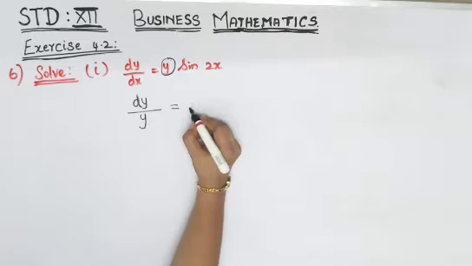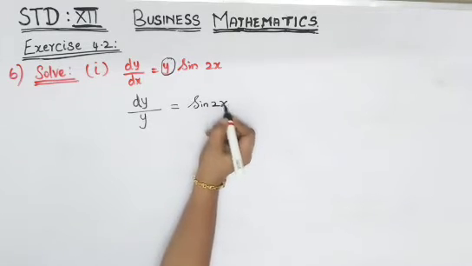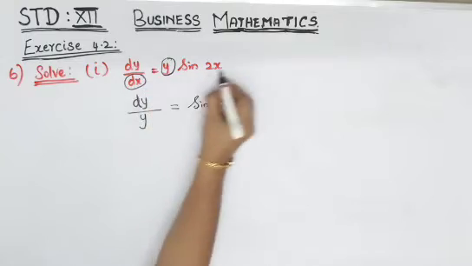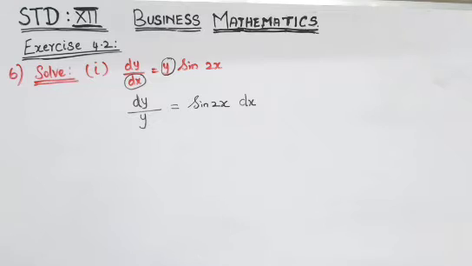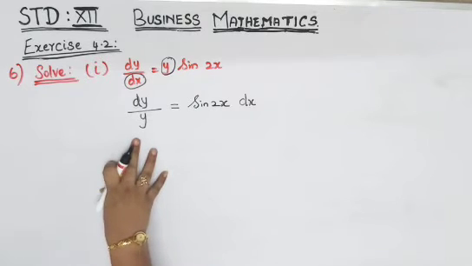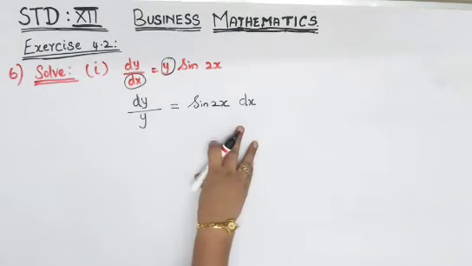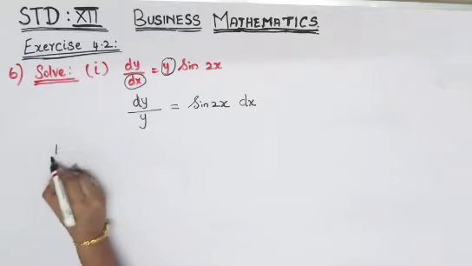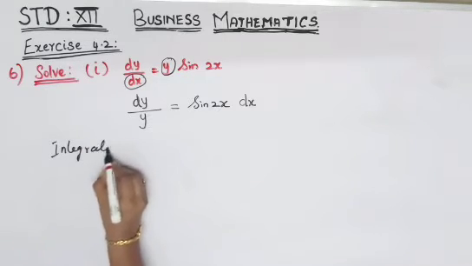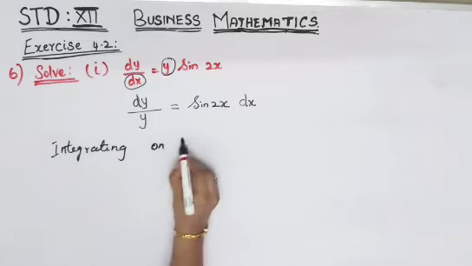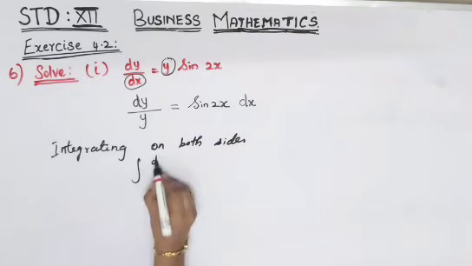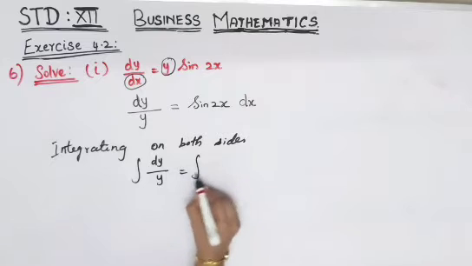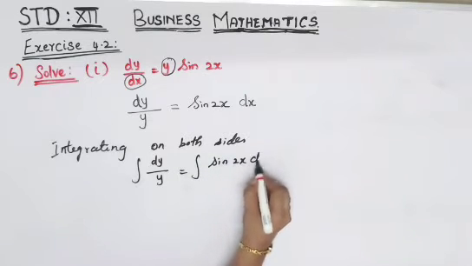Now this sin 2x will be here. This dx which is in the denominator, take it to that side, so it will become dx in the numerator. So dy divided by y is equal to sin 2x into dx. Now our y variables are towards one side and x variables are towards one side. Integrating on both sides, so integral dy divided by y is equal to integral sin 2x dx.